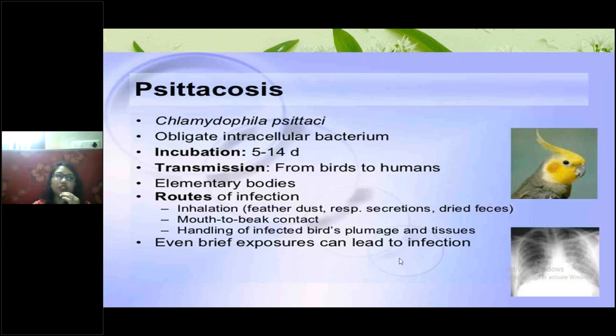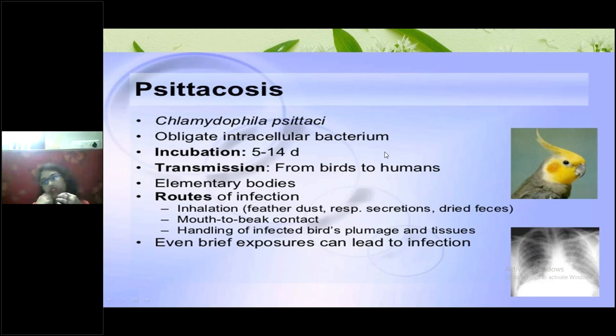So then there is psittacosis caused by Chlamydophila psittaci. You might remember there was a chapter, Chlamydia. At the end of the Chlamydia chapter, there was another small organism which was given, that is Chlamydophila psittaci. So why is it known as psittaci? Because it is spread from psittacine birds like the parrot and other kinds of birds. It is an obligate intracellular bacterium.